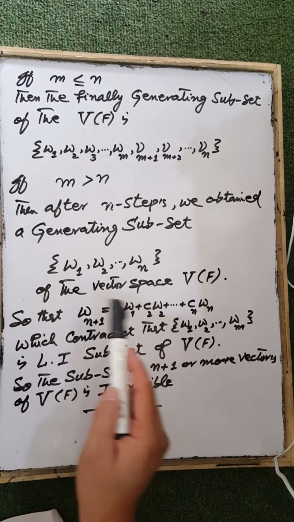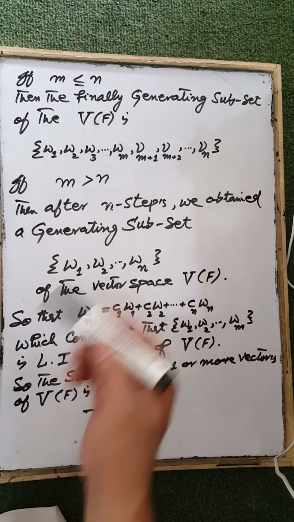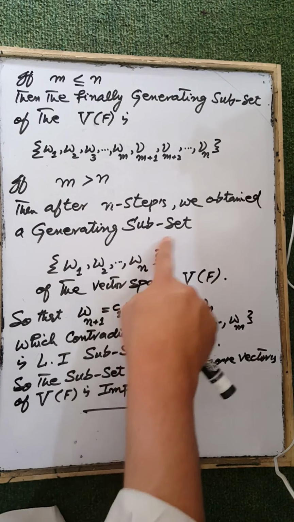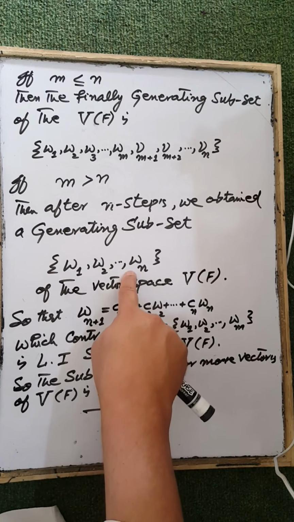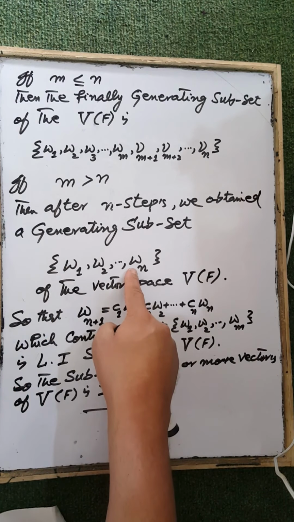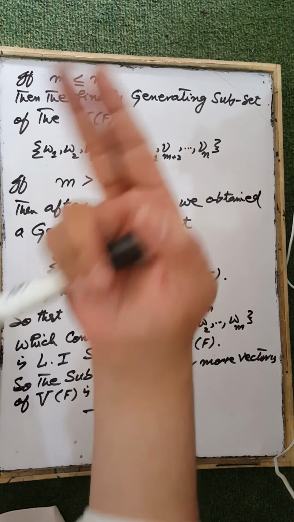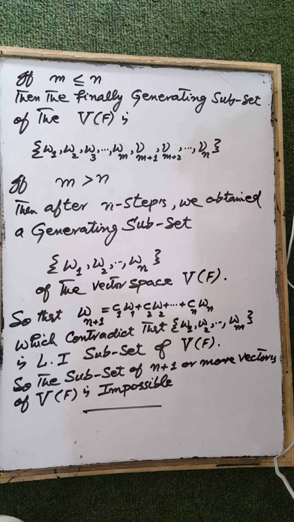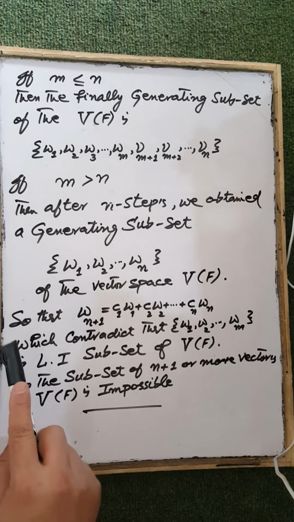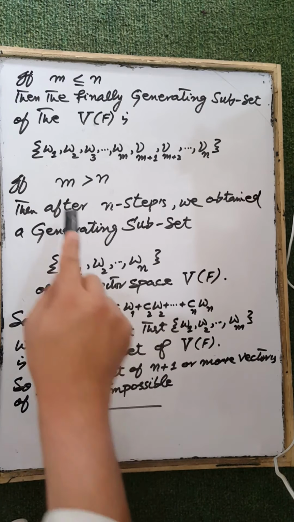If M is greater than N, that is, if the number of elements in the linearly independent set W1, W2 up to WM is greater than the number of elements in the set S, then after N steps we obtain a generating subset W1, W2 up to WN of the vector space V over the field F. That is, we replace V1 by W1, V2 by W2, and VN by WN from the set S, and introduce an element from the linearly independent subset consisting of W1, W2 up to WM. The next element after N is W(N+1).